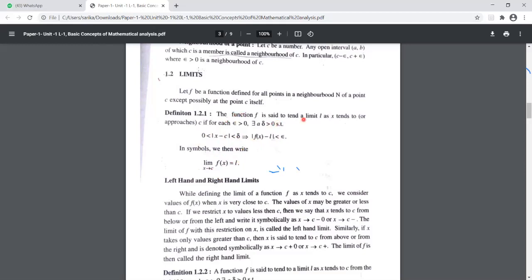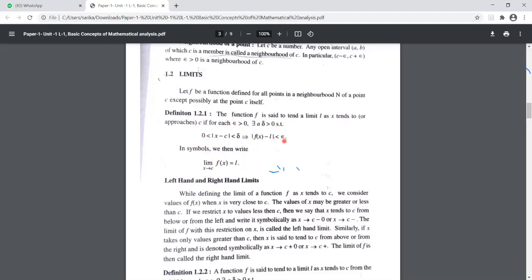The function f is said to tend to a limit L as x tends to c if for each epsilon greater than 0, there exists a delta greater than 0 such that mod of x minus c, here is x, here is c. I'm telling you some tips also so that you can remember. So mod of x minus c lies between 0 and delta implies mod of f(x) minus L is less than epsilon.